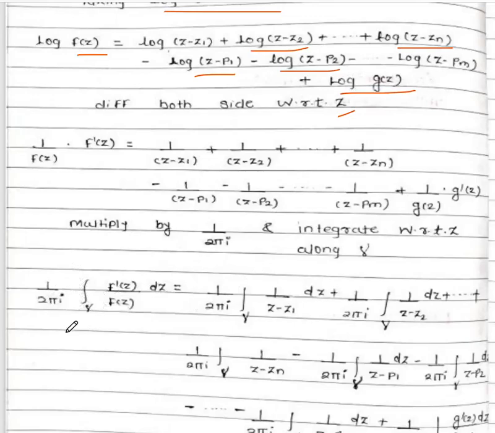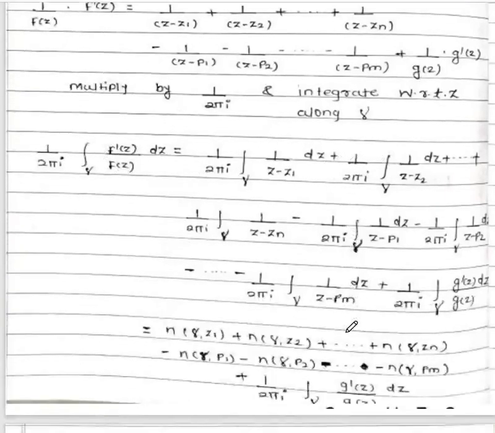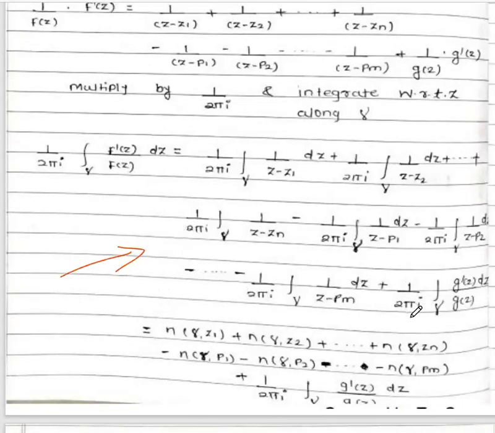Okay, so multiplying by 1 upon 2 pi i and taking the integral over gamma on both sides, we will get these steps. Now here we will use the definition of the index of a closed curve to each integral: z minus z1, z minus z2, z minus zn, z minus p1, z minus p2, and so on.